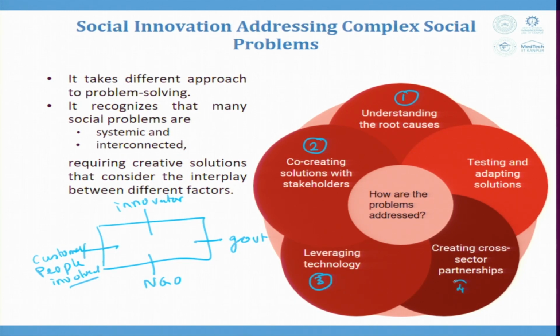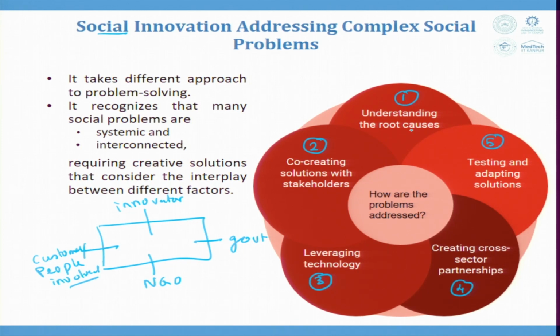Then the fourth one is creating cross-sector partnership. Funding agencies, they all come on a single board to work towards a social innovation for a better cause for society. Then whatever you do, you always test and adapt the solution so that you can improvise it.